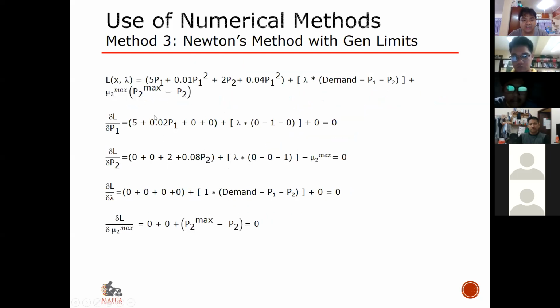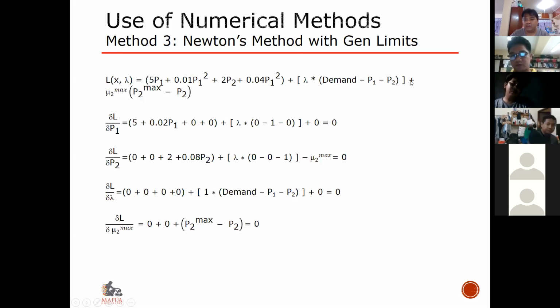So first, sasabihin natin, yung first equation natin, yung pa rin. Kaya lang makita mo yung Lagrange function ngayon. Yung pa rin naman, 5p1 plus 0.01 p1 squared plus 2p2 plus 0.04 p2 squared. Okay? Plus lambda times demand minus p1 minus p2.